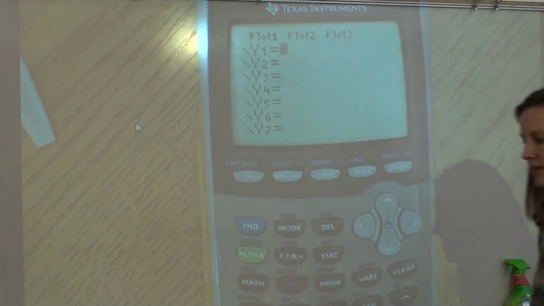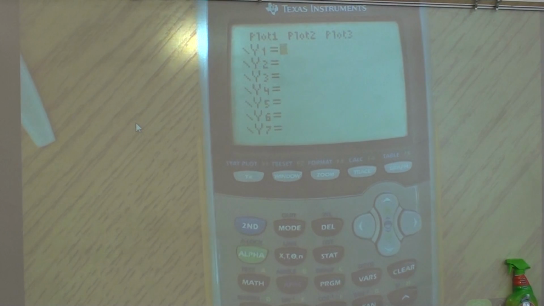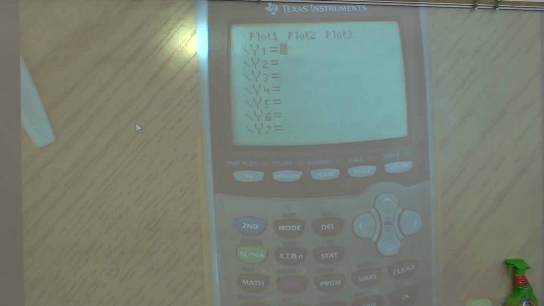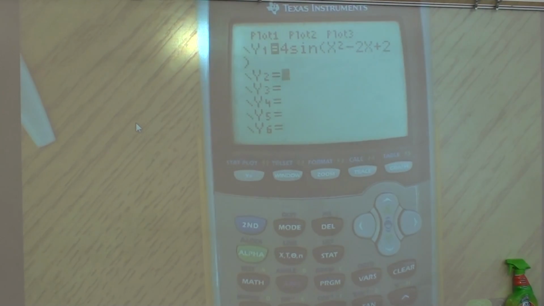Should we put it in radians first? Well, we're going to talk about that too. Yes. Go ahead and enter it in though first and then we'll talk. Okay, so we have 4 sine. It's written in terms of t, but we're just going to use x squared minus 2x plus 2. All right, everyone have the function entered in.